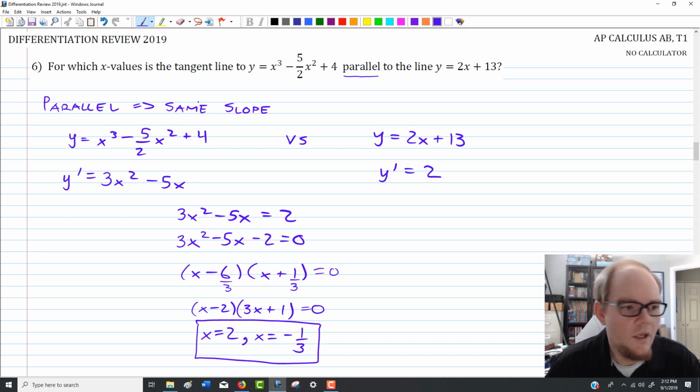Key thing though, because it's always nice to remind you what's most important here: the relationship you had to know was that parallel means two things have the same slope. So in other words, the tangent line and the line would have to have the same slope of 2, and that gave us an equation we could construct and solve.